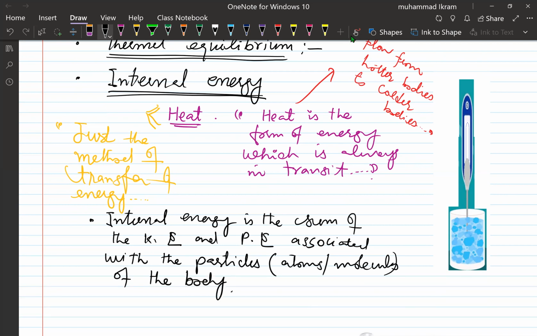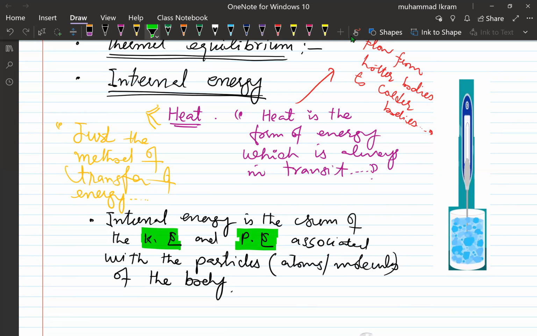Now the question is where the kinetic energy comes from and where the potential energy comes from. The kinetic energy associated with the molecules of the bodies comes from the fact that molecules and atoms are always in motion. When I was explaining the kinetic molecular theory, I already told you about that, the kinetic energy that the particles of that substance have.